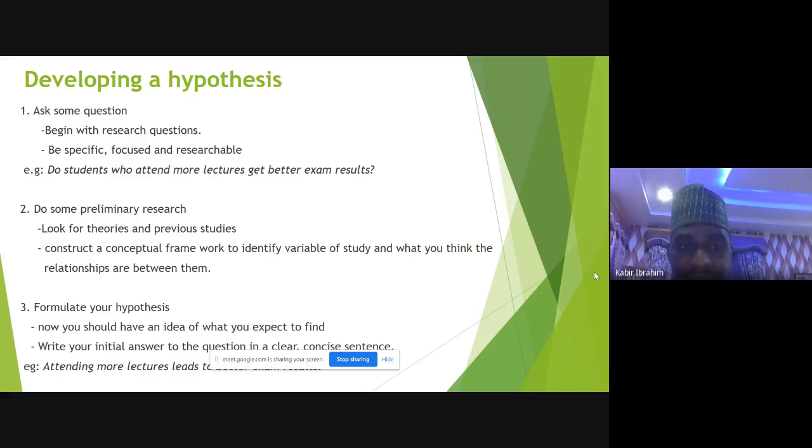E.g., attending more lectures leads to better exam results. You now form your hypothesis. Attending more lectures leads to better exam results. You have your variables. The cause is attending more lectures. Then the effect is exam results.